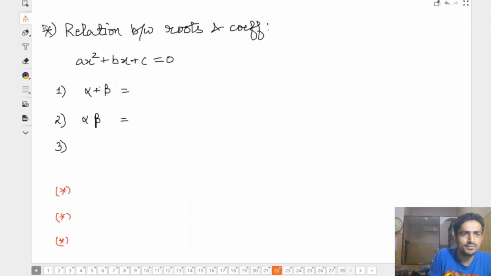This is the next thing which many of you have also covered in 10th class. As I told you, today we are just working on the concepts we have already learned in 10th class, and this is in the syllabus of 11th also. Relation between roots and coefficients. Just tell me what is alpha plus beta, where alpha and beta are the roots.